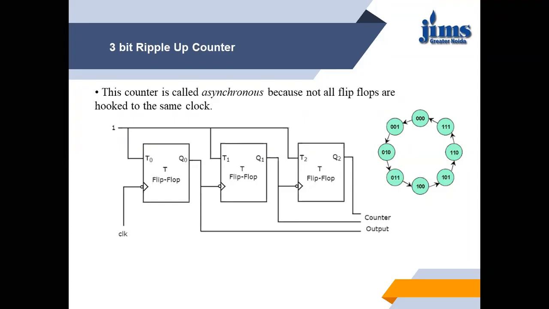So this is how a ripple counter works, and you can directly see the circuit diagram is pretty easy. For the LSB, the clock is the master clock. Output of the first bit is the clock to the next bit. Output of the next bit is the clock to the next stage. So this is how ripple up counters are designed.